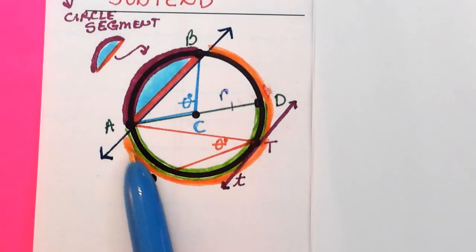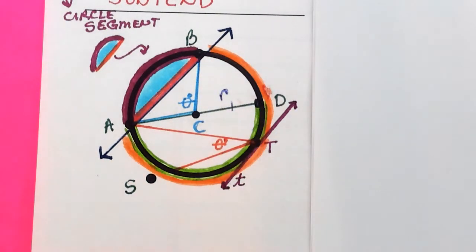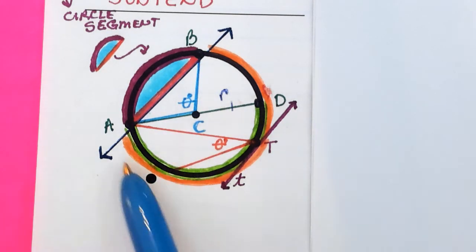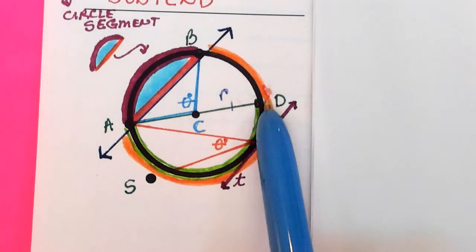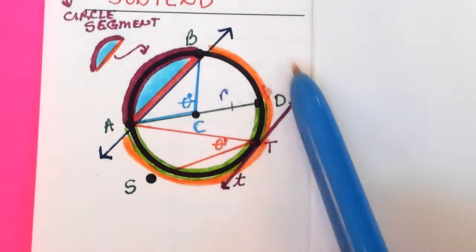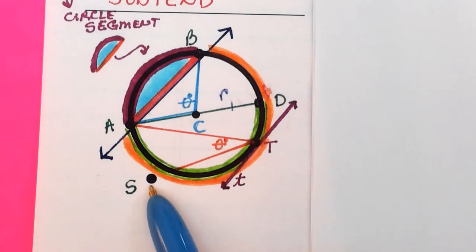Now look at this orange unbroken part of the circumference. It's a major arc because it's greater than 180 degrees, but less than 360. You name major arcs with 3 of the points on the edge of the circle. So you could do ATB, ADB, BDA, BTA. S is not on the circle, we cannot use it.